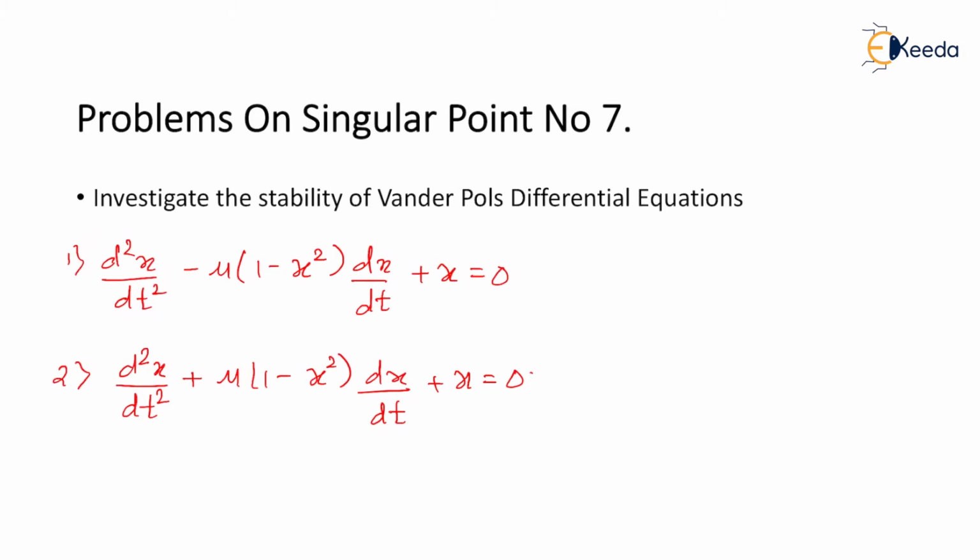Now two expressions are given to you, d square x upon dt square minus mu, with 1 minus x square the whole, with d by dx.